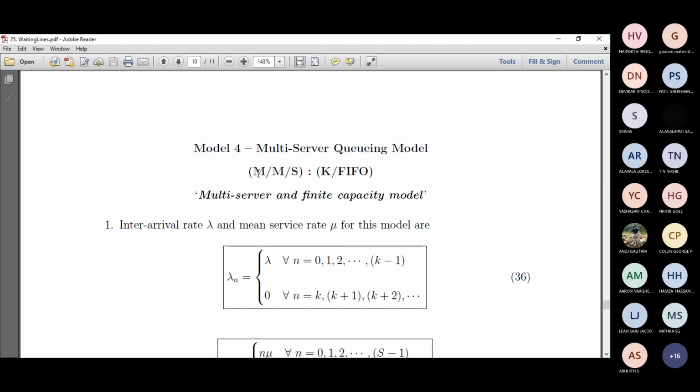So next is multiple server and finite capacity. Let me repeat the 4 models. Model number 1 is single server infinite capacity. Model number 2 is multiple server infinite capacity. The third one is single server and finite capacity. And now is multiple server and finite capacity.